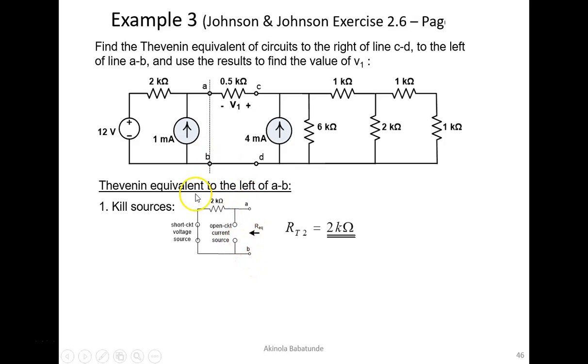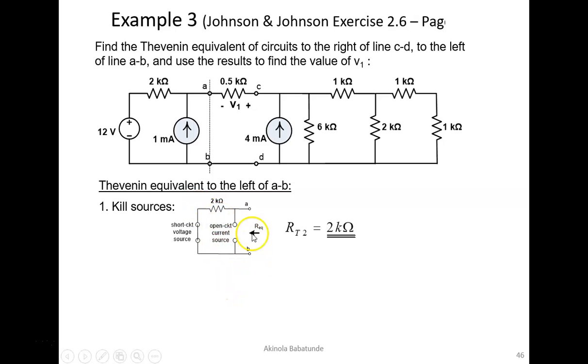The first thing we want to do is to kill the sources. There are two sources. We have the voltage source and then we have the current source. When you kill the current source, you open the circuit. When you kill a voltage source, you short the circuit. So that's exactly what we are doing. If we do that, our R Thevenin for this left side of AB will be equal to 2 kilo ohms, because that's the only thing we have here.